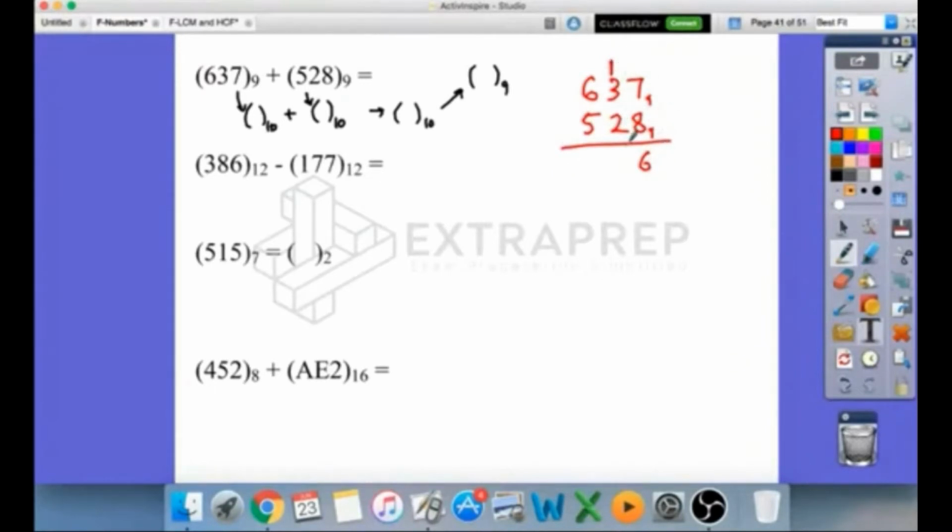Now 1 plus 3 plus 2 is what? It's 6. 6 plus 5 is 11. But since we are talking about base 9, one 9 goes as carry and you're left with 2. So you've got this sum to be 11. So when you take 9 away, you're left with 2. 2 is here. The one we took away as carry becomes 1. And 1266 base 9 is the answer. 1266 base 9.